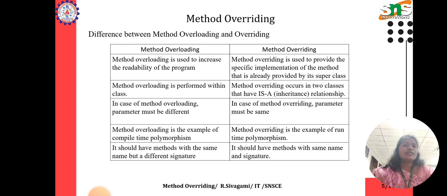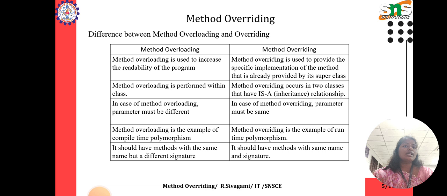Here we are going to see the difference between method overloading and overriding. What is meant by method overloading? Method overloading is used to increase the readability of the program. Method overriding is used to provide the specific implementation of a method that is already provided by its superclass.